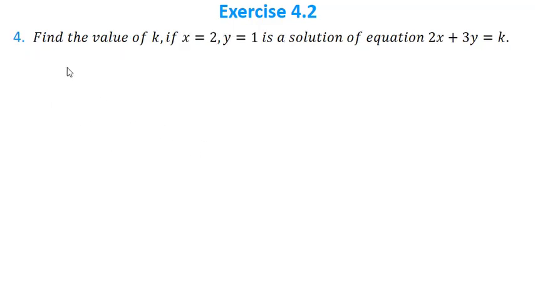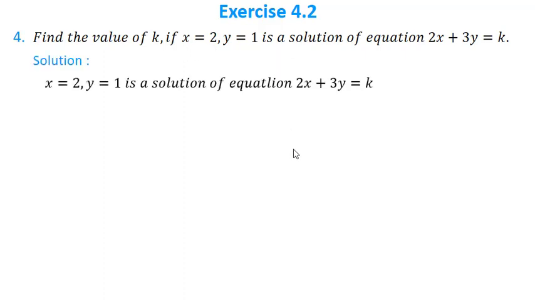Now fourth problem is find the value of k if x equal to 2, y equal to 1 is a solution of equation 2x plus 3y equal to k. So x equal to 2 and y is equals to 1 is a solution. So what we will do? We will put the value of x is 2 and y is 1 in equation 2x plus 3y equal to k. So after putting, we will get 4 plus 3 equal to k, that is k is equals to 7. So when x equal to 2, y is equals to 1 is a solution of equation 2x plus 3y equal to k, the value of k is 7.